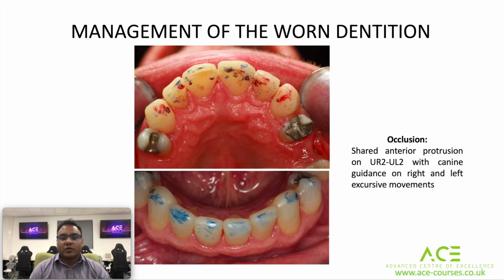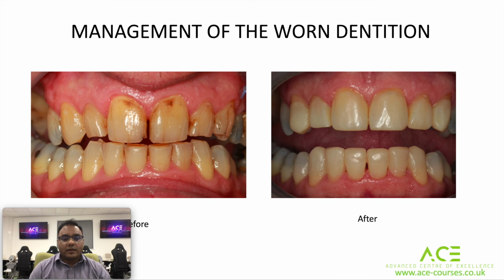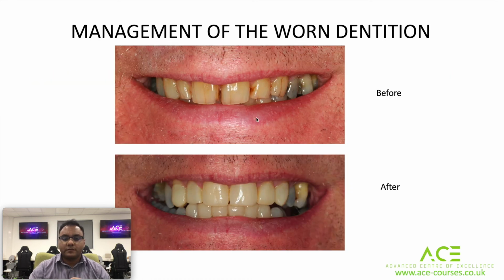We also checked the occlusion, and as you can see from the picture, we had even contacts on the lower right 3 to lower left 3, plus shared anterior guidance on the upper anterior teeth and canine guidance as well. The picture on the left hand side is the before picture when we started, and the picture on the right hand side is the after picture once we finished. And you can see again a before and after of his smile line as well, and the patient was very happy with the results considering that he had a limited budget financially.